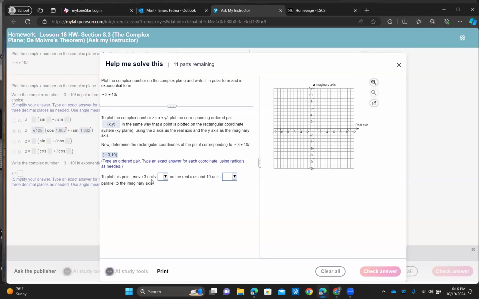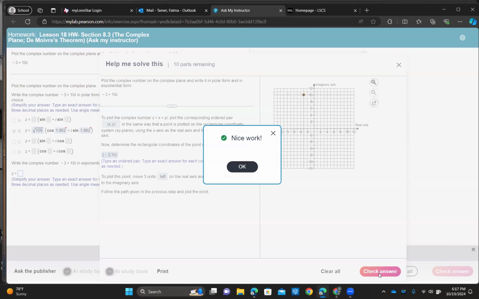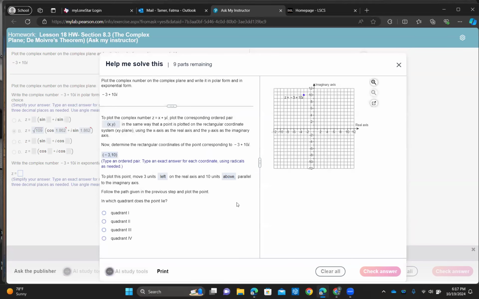Now, to plot this point, we're going to move 3 units to the left because -3 means left on the real axis, and 10 units up because positive is above, parallel to the imaginary axis. Now it's time to graph this. Follow the path given in the previous step and plot the point. So this yellow dot, I need to move to -3 on the x value, but then 10 on the y value. This is not 10, so I'm just going to move it a little bit more. Now it's at 10, and the x value is -3, and I'm going to check. And this is how we plot a point on the coordinate system.